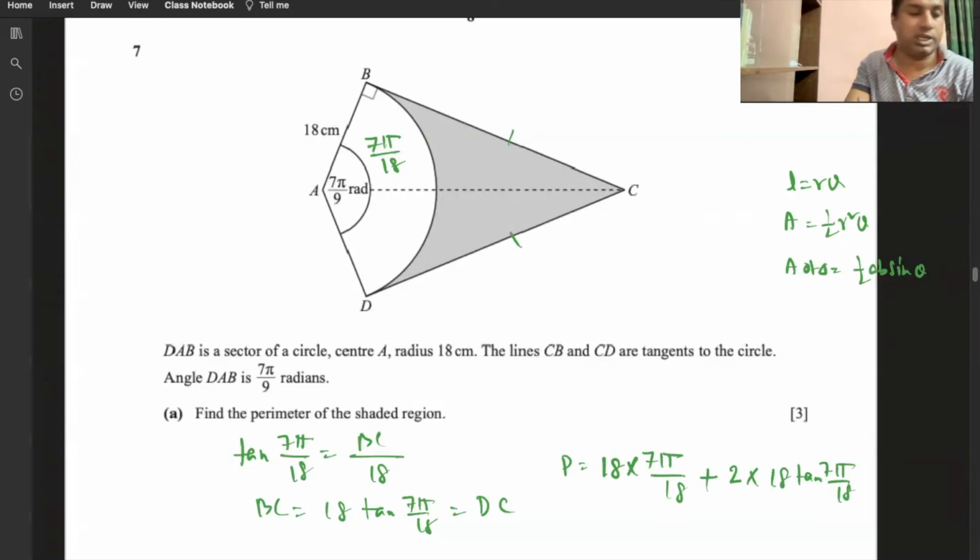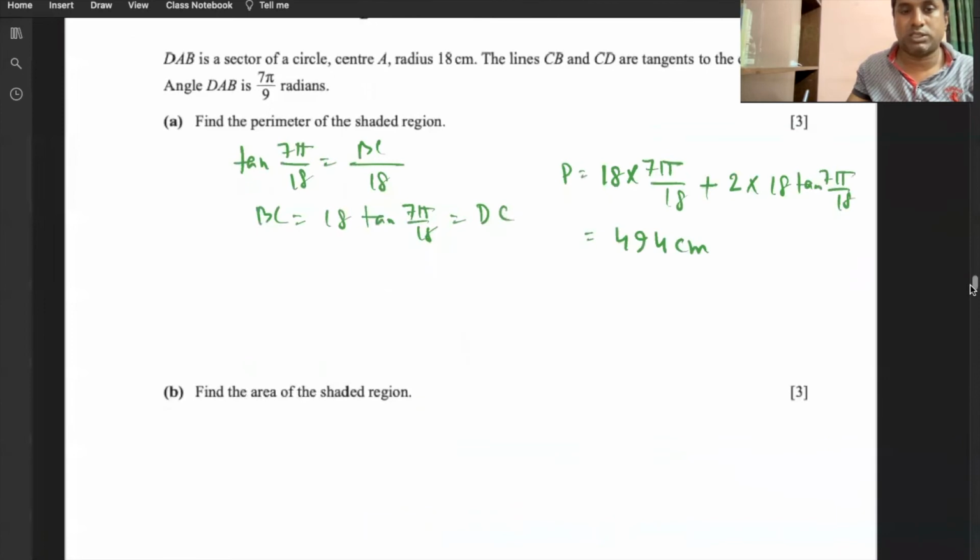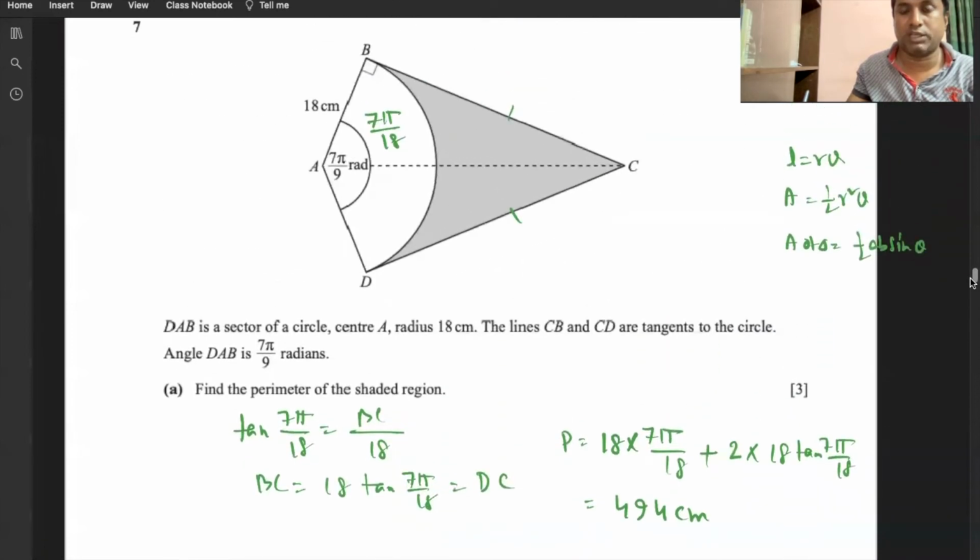If we use the calculator directly, we can find that it is 494 centimeter. Now let us try question B. We are going to find the area of the shaded region.